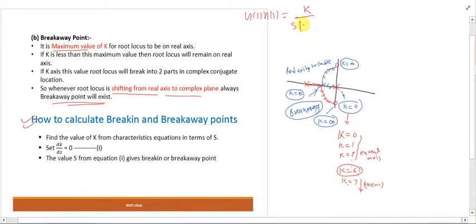s into s plus 1. Okay, this is our example.